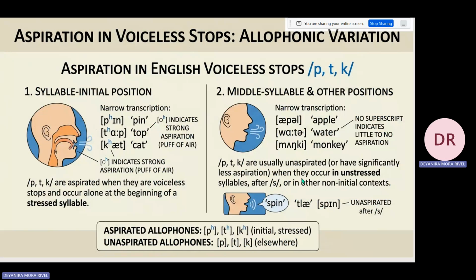So the PTK are present in several consonant clusters, consonant groups, and if they are in those groups, they will not be aspirated. Okay, so in these cases, we have the unaspirated allophone, the one that we know, but still they are allophones because as you can see here, they're in square brackets. They are shown here to contrast them with the aspirated ones.